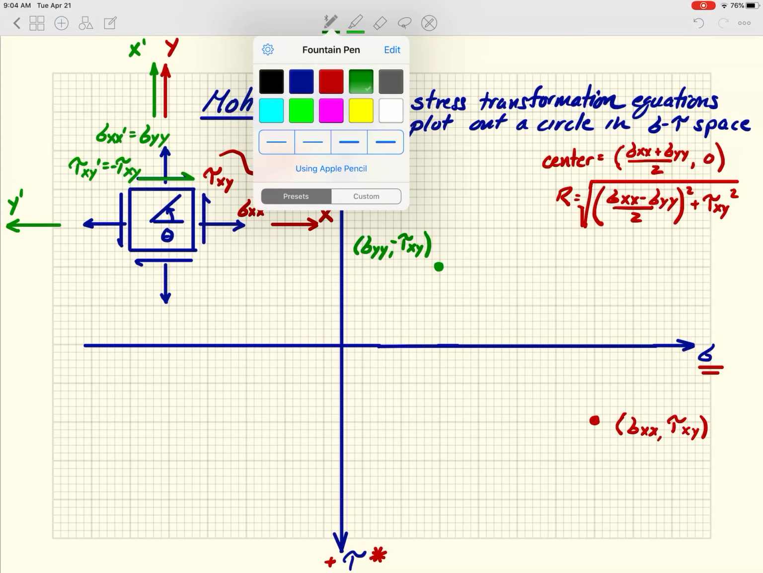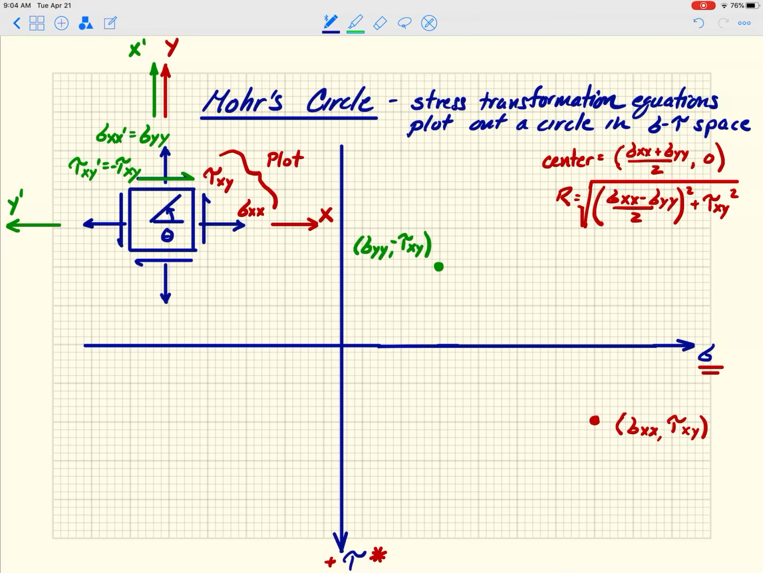So once I've plotted those two, now I can connect these guys. So I connect those points, and if you look, this guy here, the center of the circle, is actually sigma average. So basically, I'm adding sigma yy plus sigma xx, dividing it by 2, and that gives me the sigma average. So let me actually draw that here. Let me do that in black.